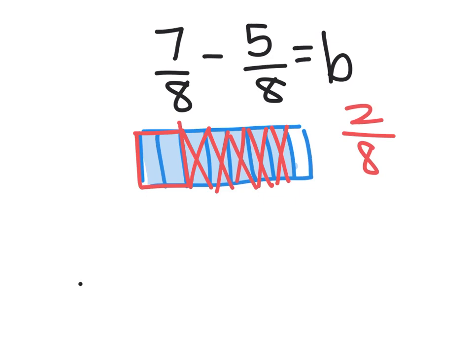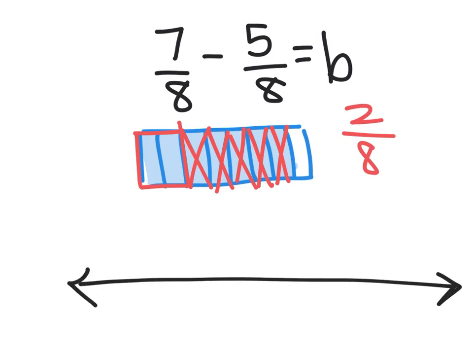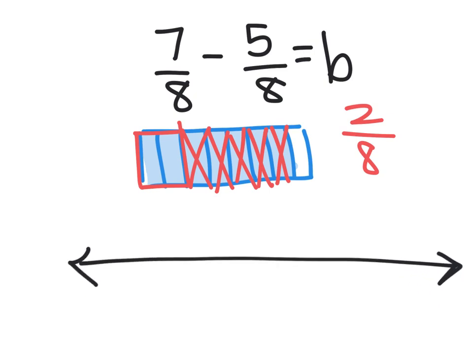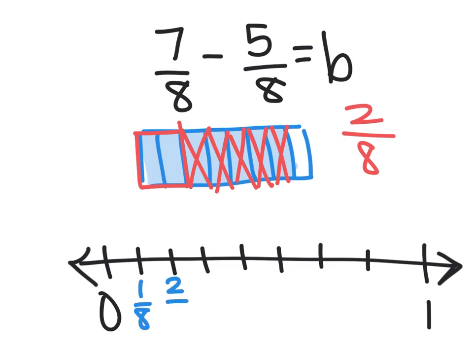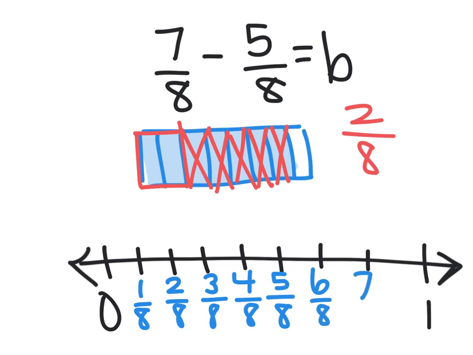We could also show it using a number line. On our number line, we are going to start with 0 on one end and 1 whole on the other end. And we're going to break up this number line into 8 pieces. Okay. And then we're going to go ahead and label all of those pieces. So we have 1/8, 2/8, 3/8, 4/8, 5/8, 6/8, and 7/8, and then 8/8 is obviously equal to 1 whole.